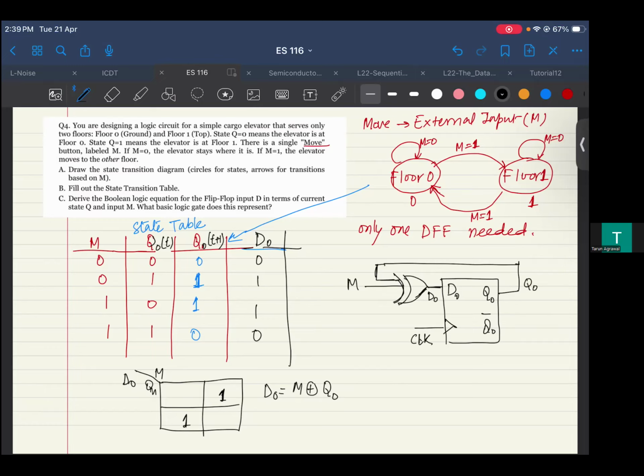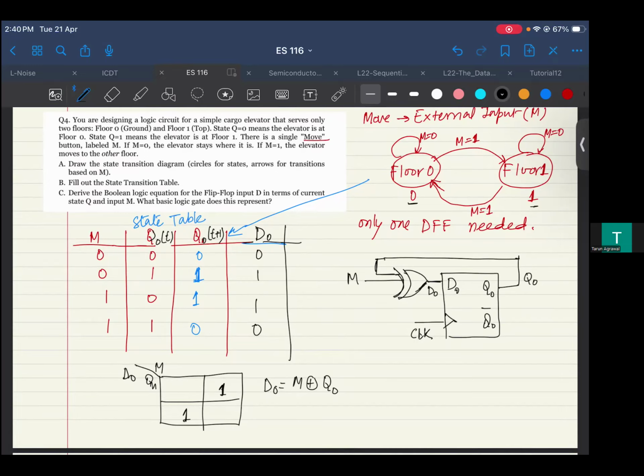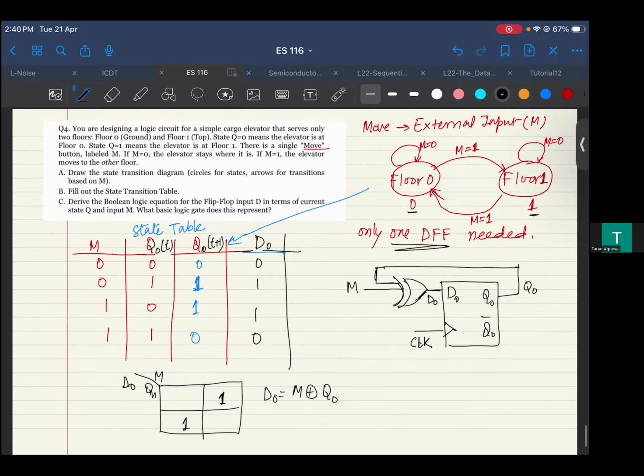Okay, so this is one of the very simple examples, and this becomes more and more complicated when there are multiple inputs and multiple states, because the number of inputs will increase. Here there were only two states, which means we could represent them with one bit, and that is why only one flip-flop was needed. But if we have four states, you will need two flip-flops, because now it is 0 0, 0 1, 1 0, 1 1. Those are the four states which are possible. So that is how it goes. Let's do the next one.